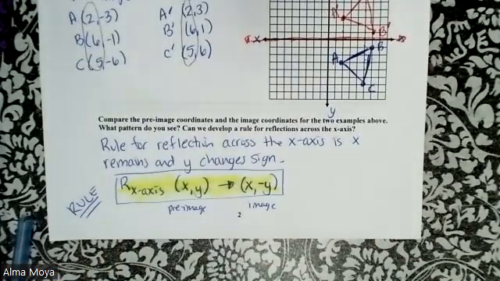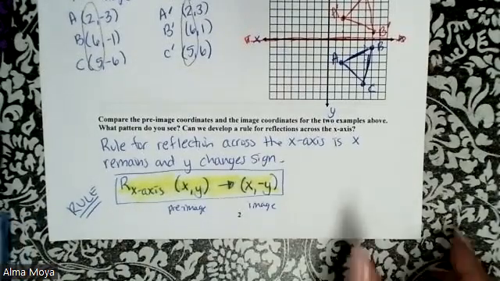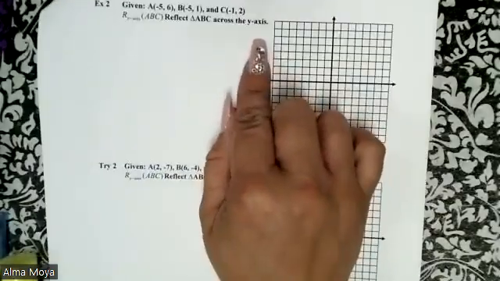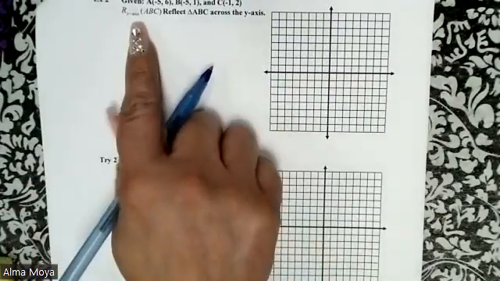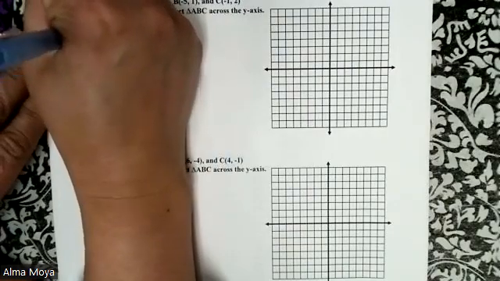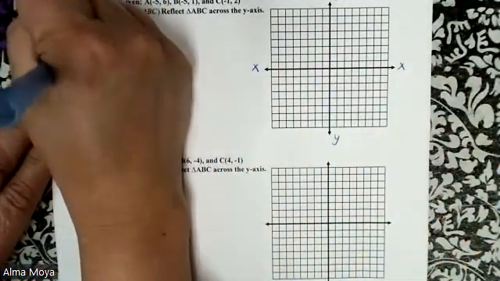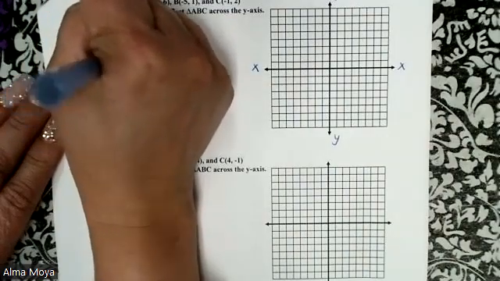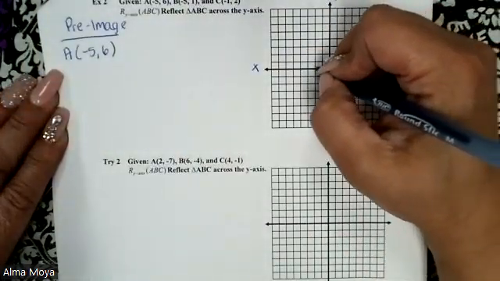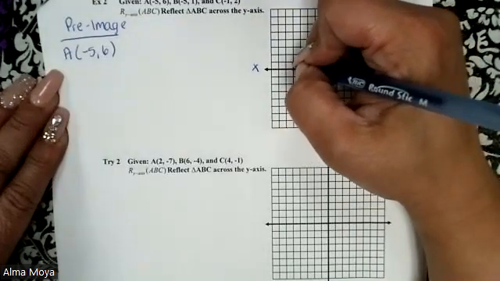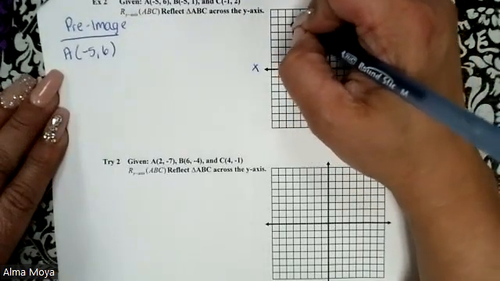Okay. That rule is going to work for all of the reflections across the x-axis. Now let's go to the next example. The next example says we are reflecting across the y-axis. So once again, let's graph our pre-image first. This is the x-axis, this is the y-axis. The first point is A, which is (-5, 6). So -5, 1, 2, 3, 4, 5, +6, 1, 2, 3, 4, 5, 6.